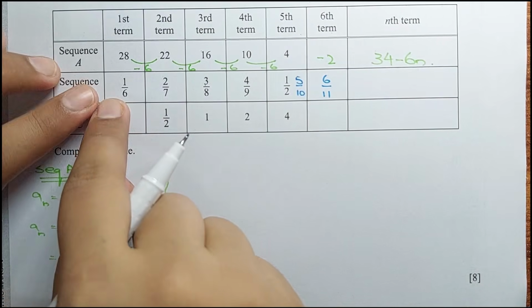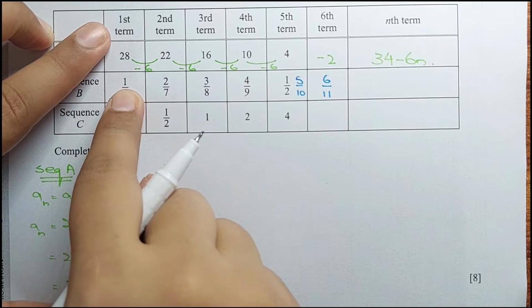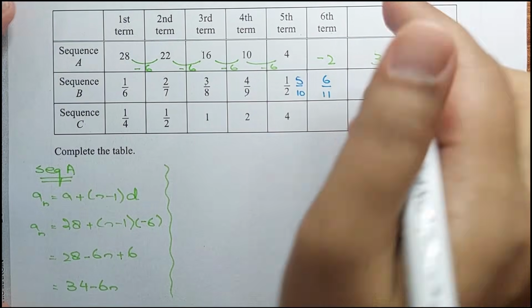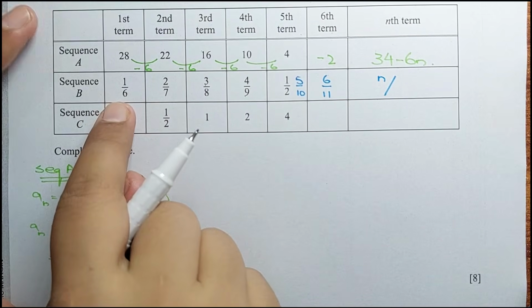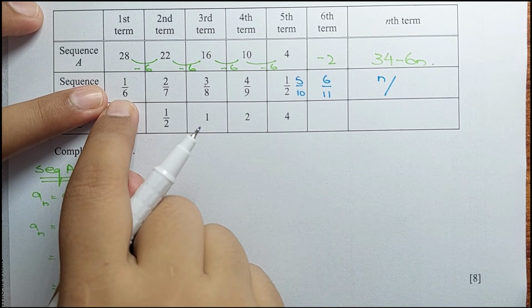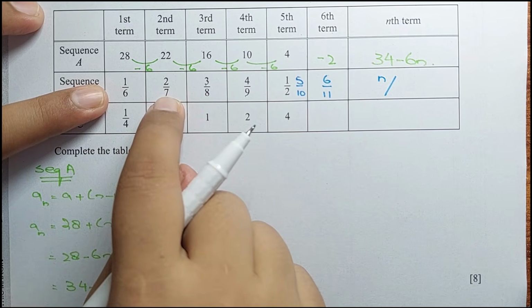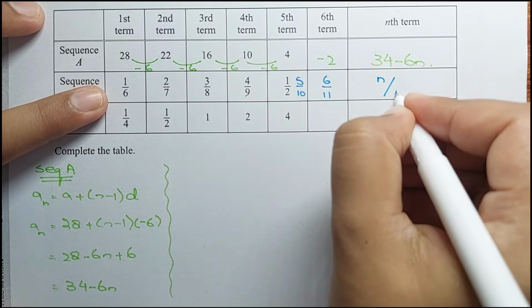Okay, so for the nth term of this sequence, the numerator is the same as the term number: first term, second term, third term, fourth term, fifth term, sixth term. So the numerator is just n. We need to figure out what the denominator is. So in n, if we add 5: 1 plus 5, 2 plus 5, 3 plus 5, 4 plus 5, 6 plus 5, 7 plus 5. So it is n plus 5.